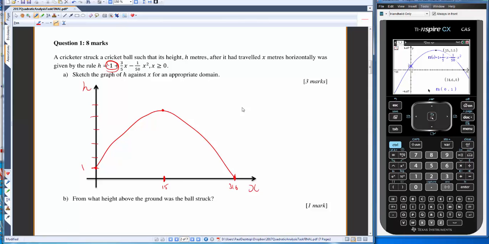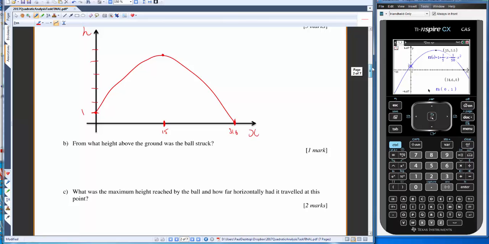Okay, so let's start answering some of these questions. From what height above the ground was the ball struck? This is when x equals 0, the initial value. We can see there that's at 1 meter. And you don't need any working out for that.